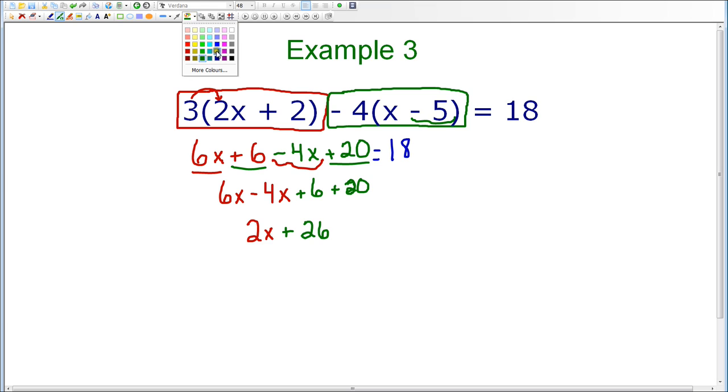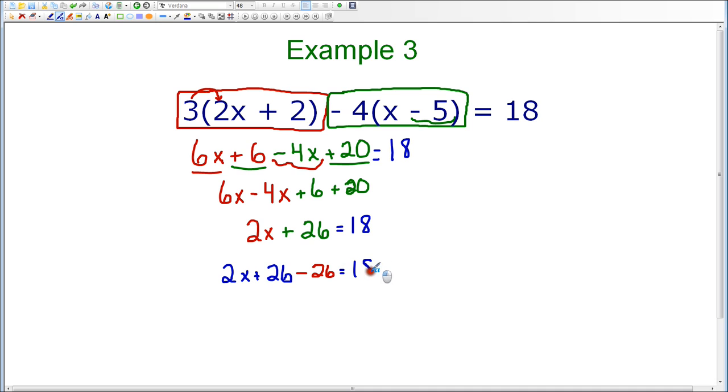So just by combining the like terms, I've been able to rewrite this equation so that it's now a two-step equation. 2x plus 26. All I need to do to isolate the variable is to get rid of the 26 and the 2. So we're going to start by rewriting the left-hand side, and I know that I first need to get rid of the 26 because that is the constant. So in order to get rid of plus 26, I'm going to use the opposite operation, which is to subtract, and I'm going to subtract 26 from both sides of the equation in order to keep it balanced.